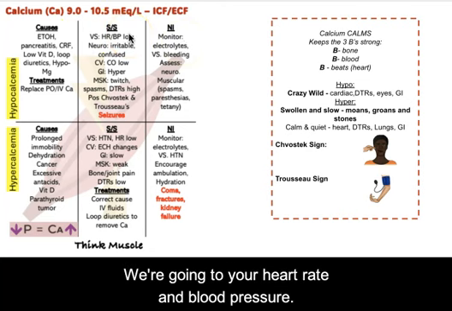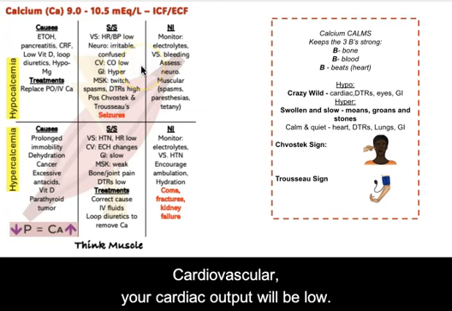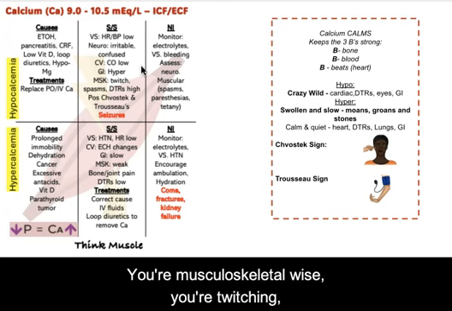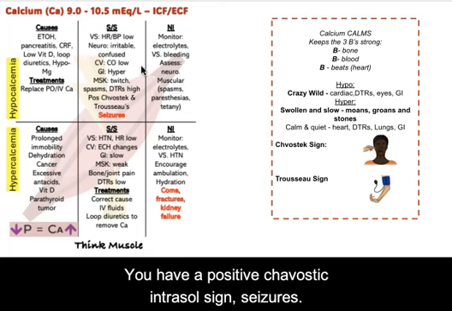Your heart rate and blood pressure will be low. Neuro will be irritable and confused. Cardiovascular, your cardiac output will be low. Your GI will be hyper, right? Musculoskeletal wise, you're twitching. You have spasms. DTRs are high. You're hyperreflexive, right? You have a positive Chvostek and Trousseau sign.